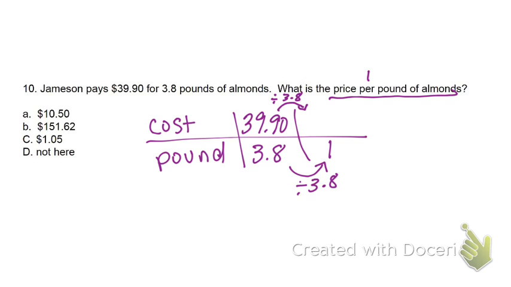Divide by 3.8. So $39.90 divided by 3.8, you get 10.5.